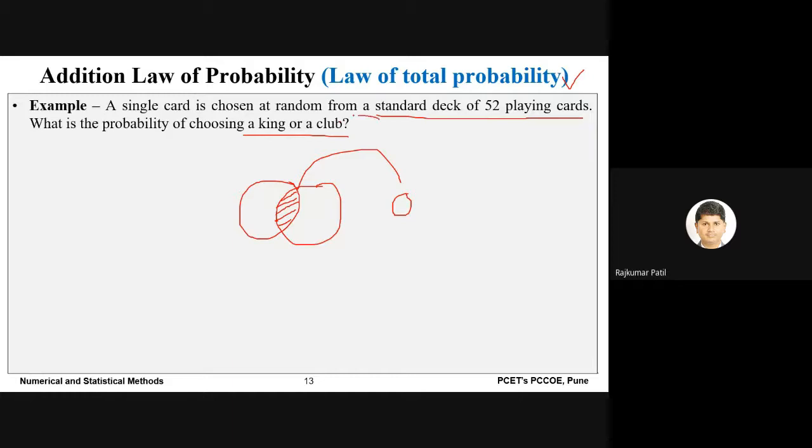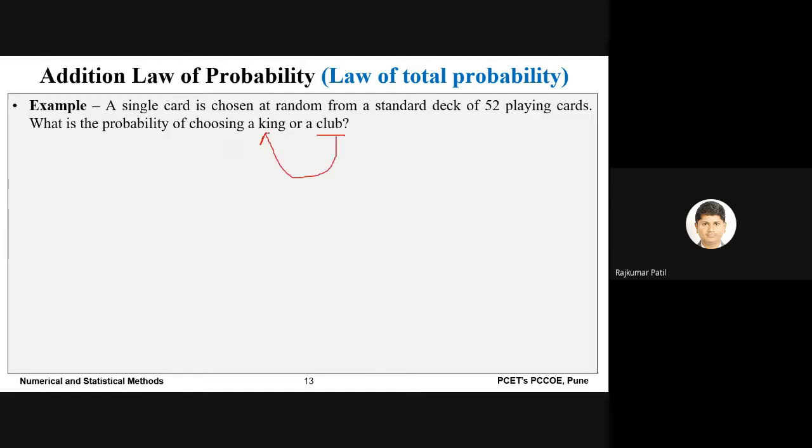But in this particular example, when you look at the problem carefully, a club suit consists of 13 cards, out of which one will be a king. What I am saying is, there are 52 cards in total and you have to draw only one card. And what is the question? What is the probability of choosing a king or a club? But the club suit consists of 13 cards, out of which one is a king. So there is an overlapping area.